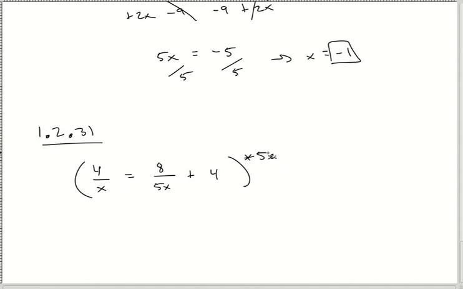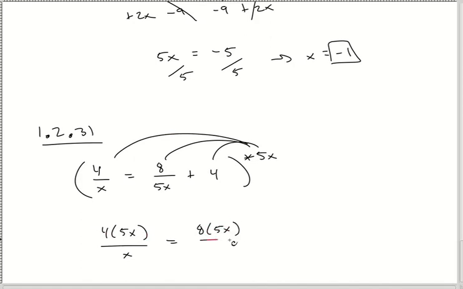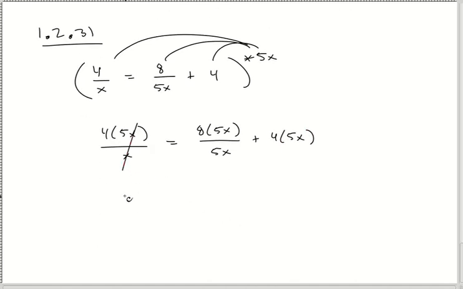So I'm going to distribute this 5x. Again, I'm kind of already knowing that I multiply these together, but at the same time, you don't need 2 of those x's because when I distribute 4 times the 5x over x, 8 times the 5x over 5x, and then 4 times 5x, everything gets a 5x. Well, here the x's are going to cancel, making a 20. Here the 5x's are going to cancel to make an 8. And then here we just got 20x.